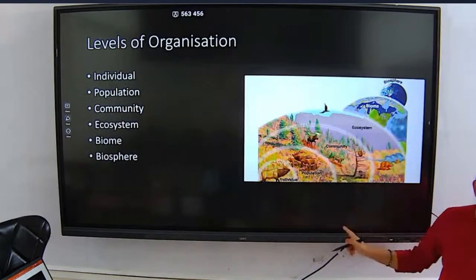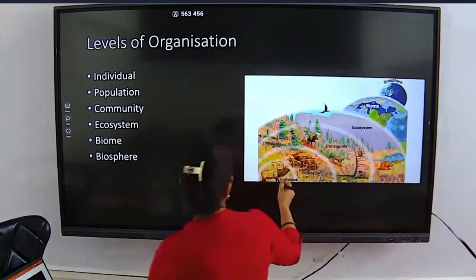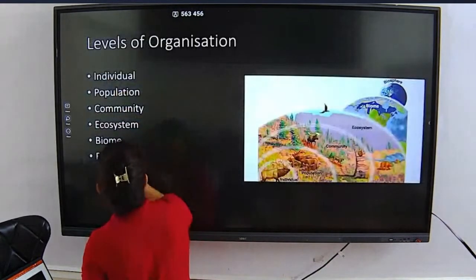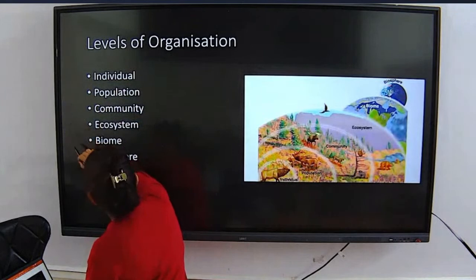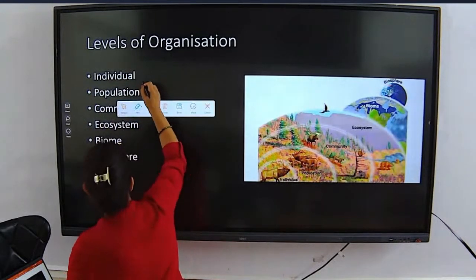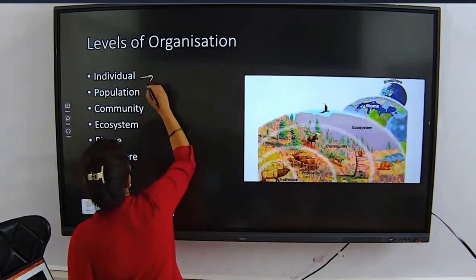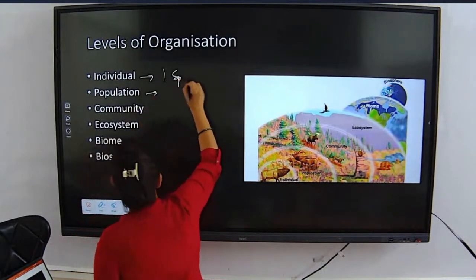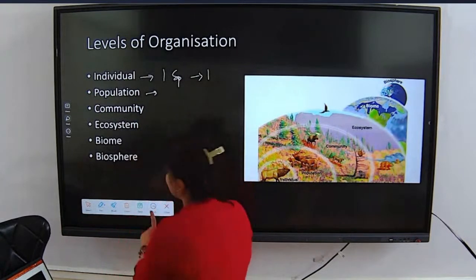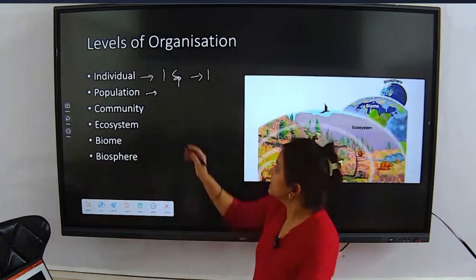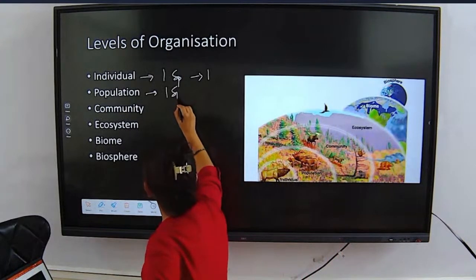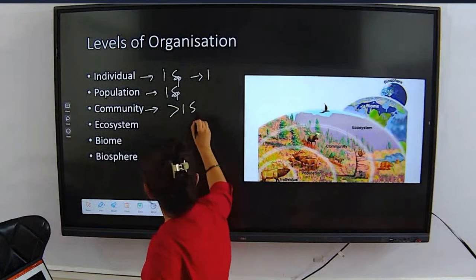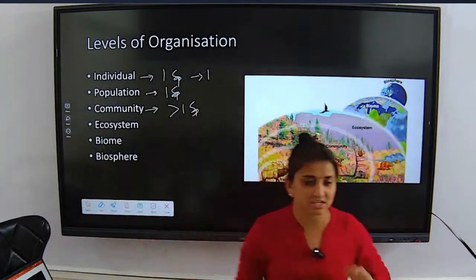Meaning, so many species we are talking about. Here we are talking about only one species, one population, meaning individual, one person. Here we are talking within one species only. Here we are talking about more than one species. Meaning, so many species have come together.